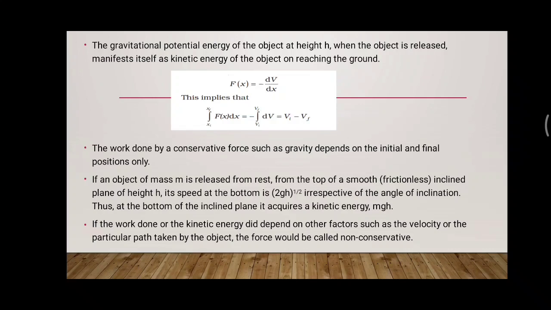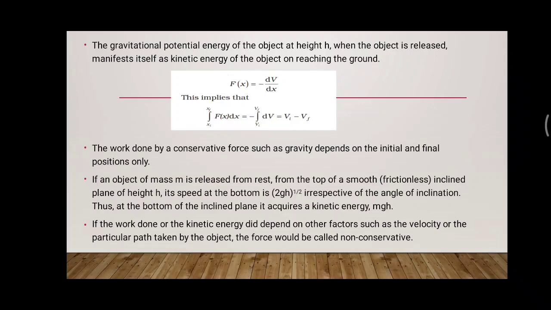Now the work done by a conservative force such as gravity depends on the initial and final positions only. If the work is done by a conservative force, where the gravitational force is conservative, we have to consider only the initial and final points. Okay, in between whatever is happening, we don't want to consider; only the initial Vi and final Vf. We have to consider only these 2 points.